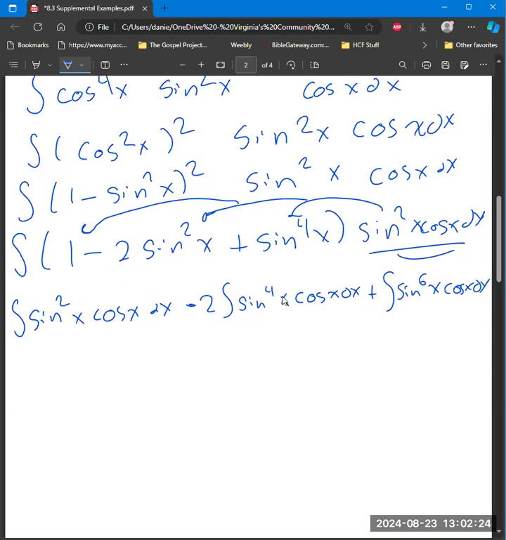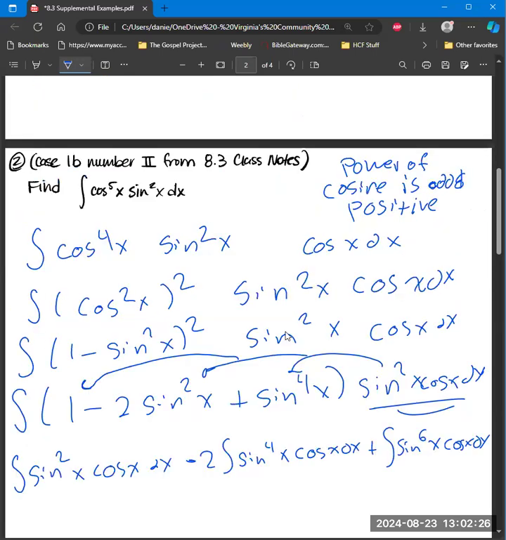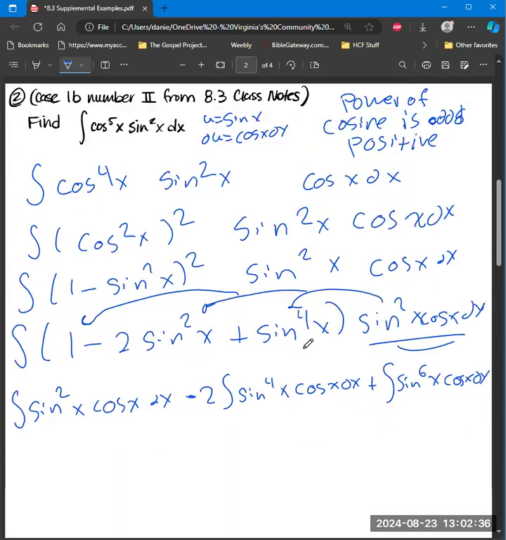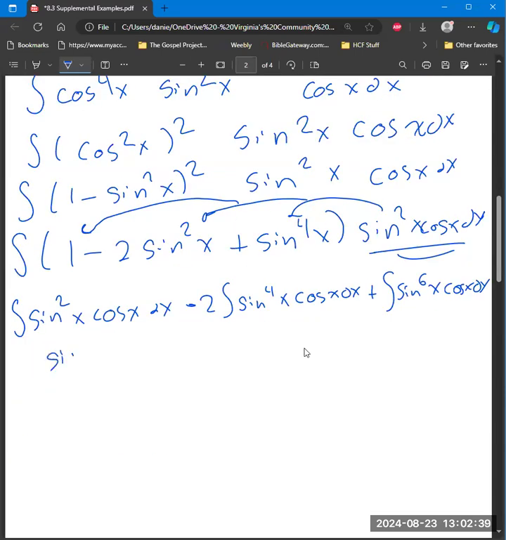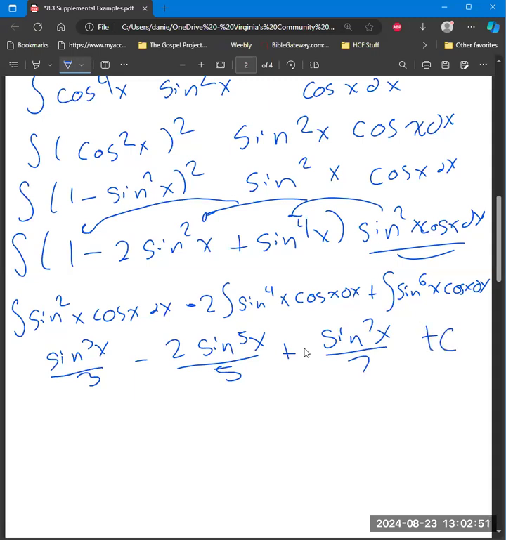U is going to be sine x and du is going to be cosine of x dx. So this is going to be sine cubed x over 3 minus 2 sine to the fifth x over 5 plus sine to the seventh x over 7 plus c. All right.